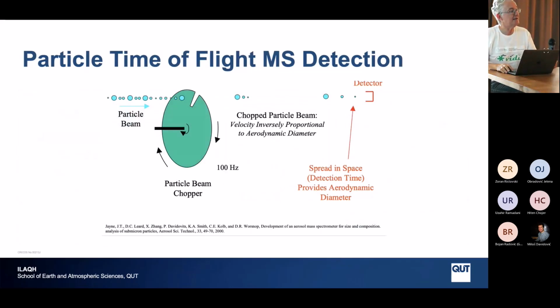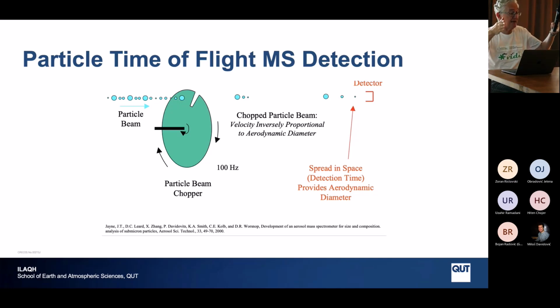So how do we do that in the aerosol mass spectrometer? The particle beam, after it exits the aerodynamic lens, comes into a chopper. The chopper has only one opening, and it turns around at a frequency of 100 hertz. So every 10 milliseconds, it lets a pulse of particles pass. The particles fly roughly that distance on the other side. The smaller particles fly faster and will reach the detector faster than the bigger ones. So once you open the beam, you start measuring.